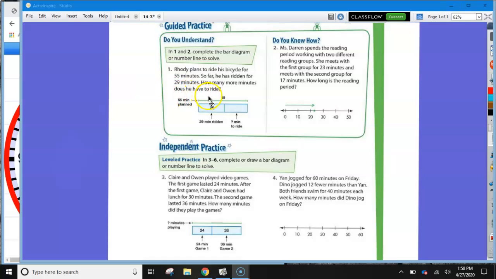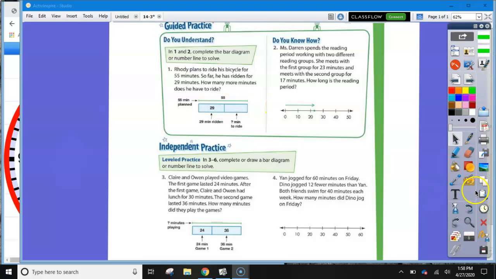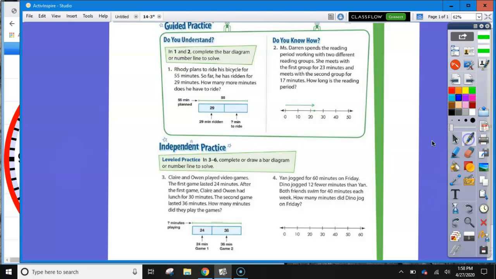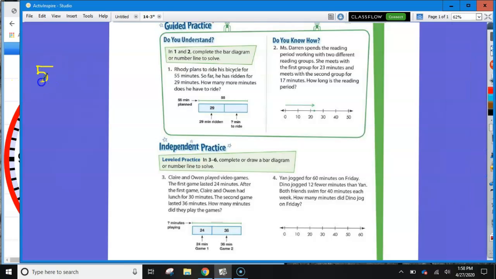So if he wants to ride for a total of 55 minutes, and he already rode for 29, how many more minutes does he need to ride? That is a subtraction problem, and you know how to do the subtraction problem, so we're just going to take 55 minus 29. And I know that you all have your different strategies for subtracting.